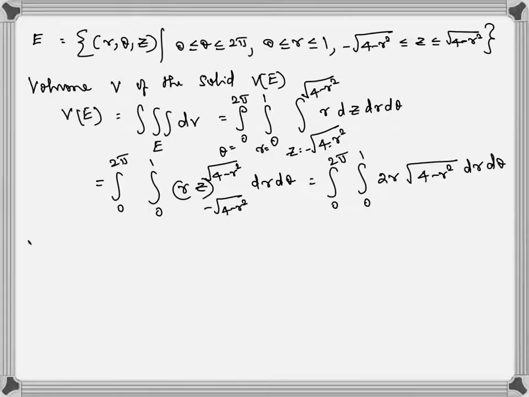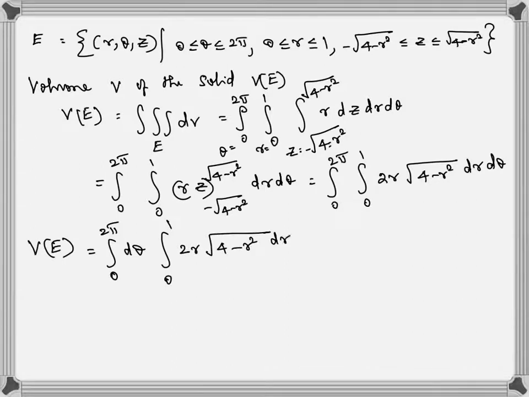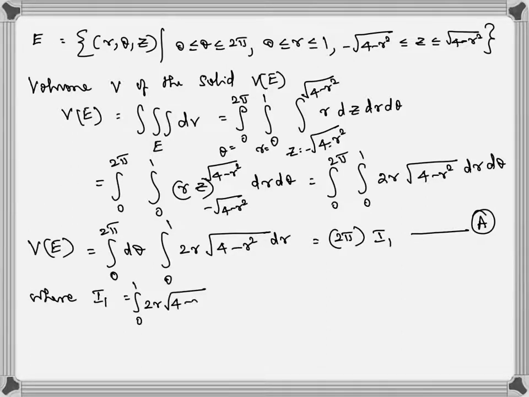We can separate the variables r and theta. They both have definite, finite limits. So V of E, the volume of the solid, is integral 0 to 2 pi d theta times integral 0 to 1 of 2r times square root of 4 minus r squared, which is 2 pi times I1. We will separately evaluate this I1 and plug it back into the steps, where I1 is the integral of 2r square root of 4 minus r squared dr.